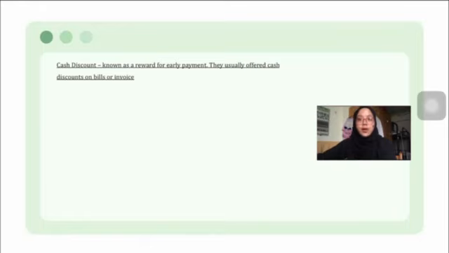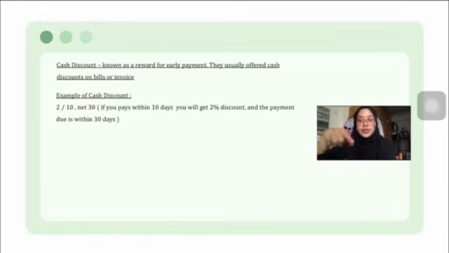One example of cash discount is 2/10 net 30. It means if you pay within 10 days, you will get 2% discount, and the payment is due within 30 days.